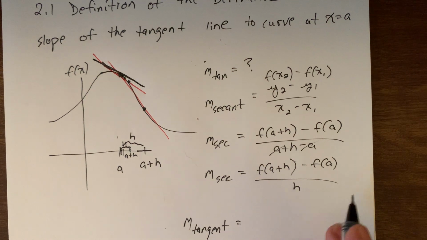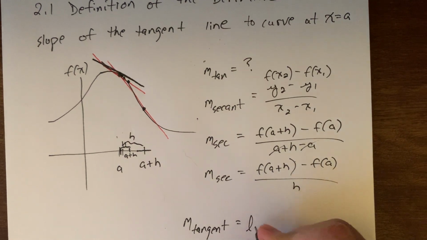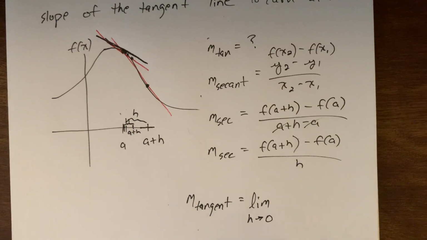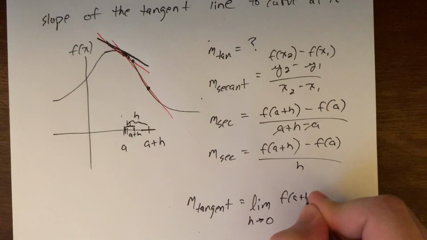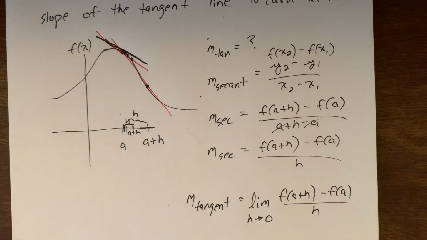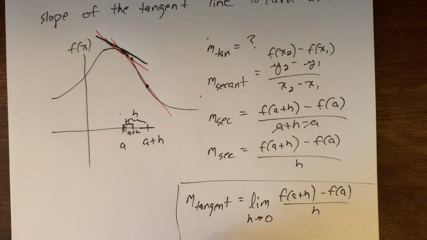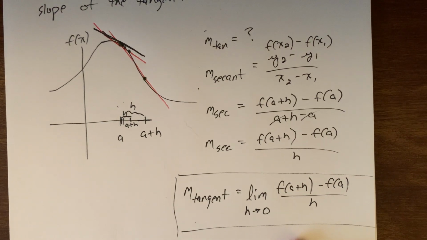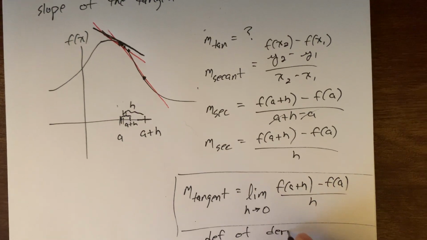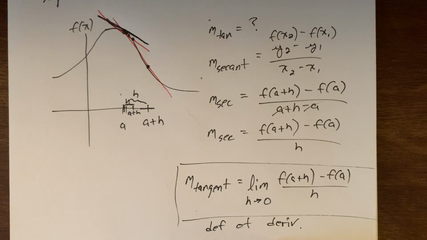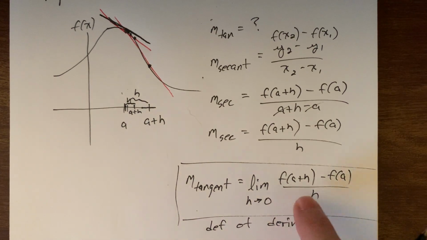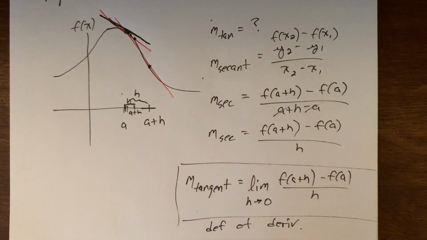We are doing this idea, but we are taking the limit as h approaches 0 of f of a plus h minus f of a, all over h. That is what we call the definition of the derivative. I know that seems a little strange. Why do we call it the definition? It looks more like a formula, but even though it is, right?